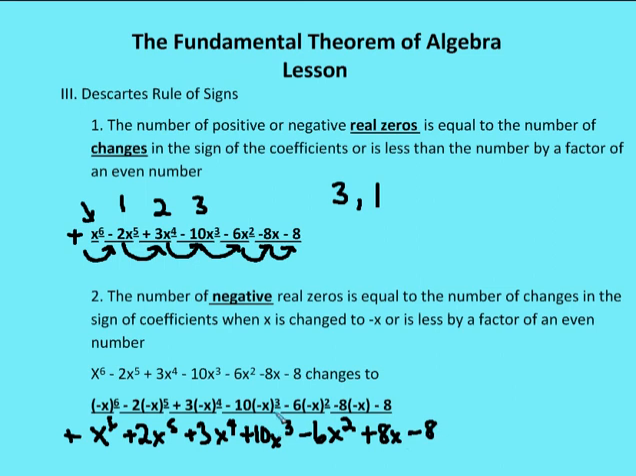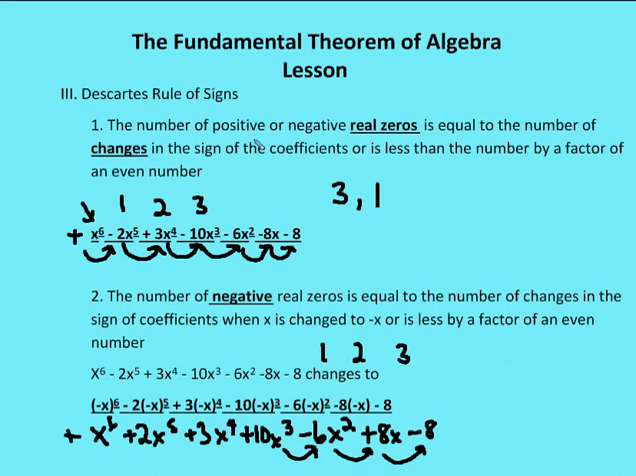So I have changes in sign from plus x to the 6th, there's no change in sign, plus 2x to the 5th, no change in sign, plus 3x to the 4th, no change in sign, plus 10x to the 3rd, no change in sign. Then I have my first change in sign from these two terms, from one to the other. So that's change number 1. And then I have another change in sign, that's change number 2. And then finally I have my last change in sign, that's change number 3.